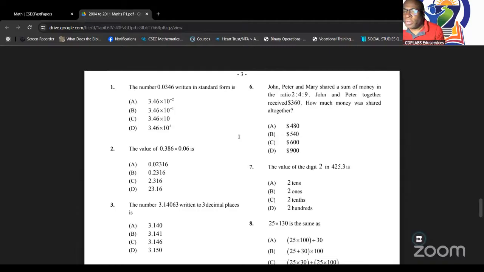Read it over again in your own words. A sum of money was shared 2 to 4 to 9 between 3 persons, and 2 persons received 360. And now we are trying to find how much money was shared altogether. Okay. All right.